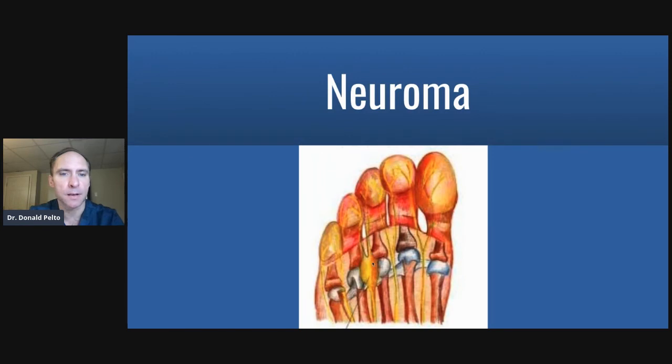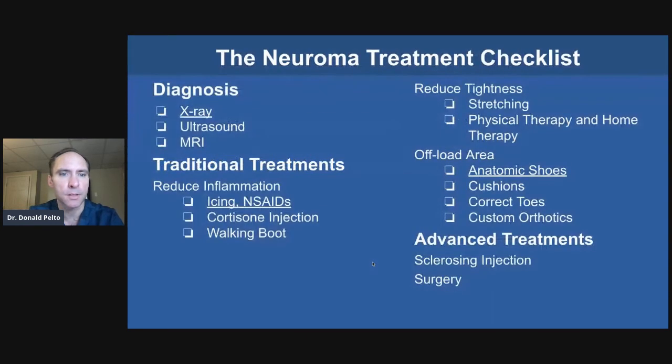The treatment, there's different types of treatments for this. To start out, I would start with an X-ray to make sure there's no stress fracture. I would do icing. I would do anti-inflammatories. Then once again, anatomic shoes. Those are wide shoes like we just talked about.